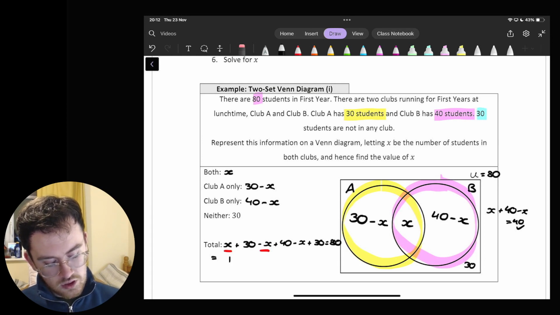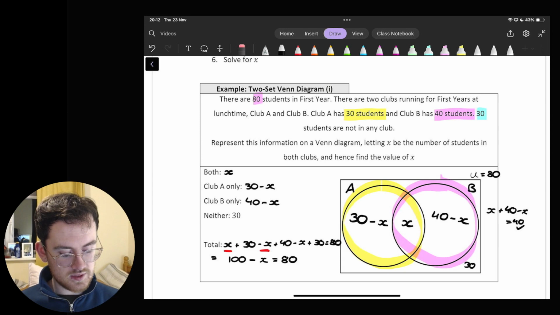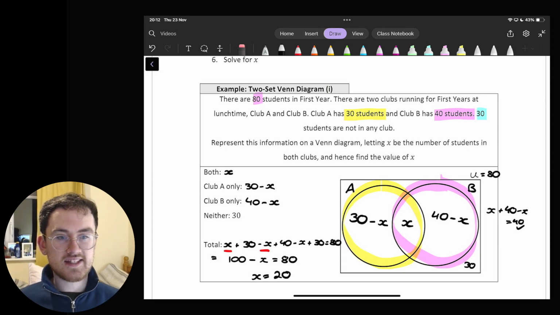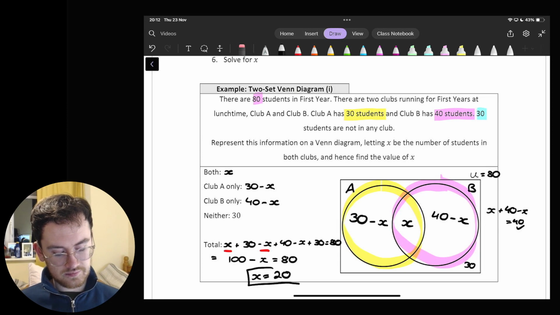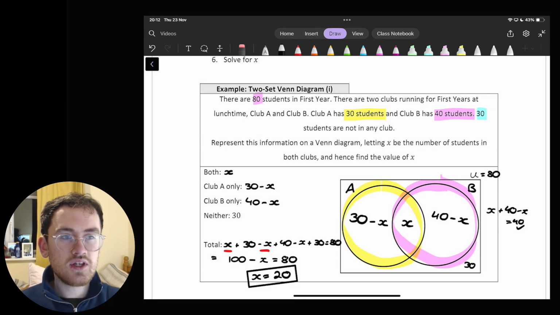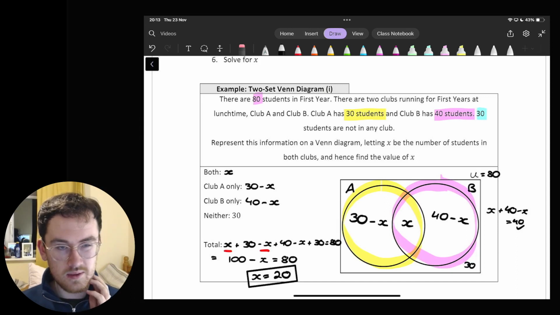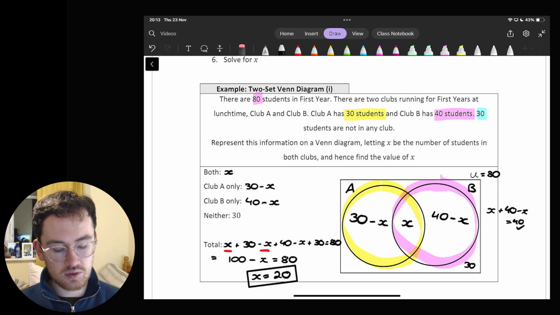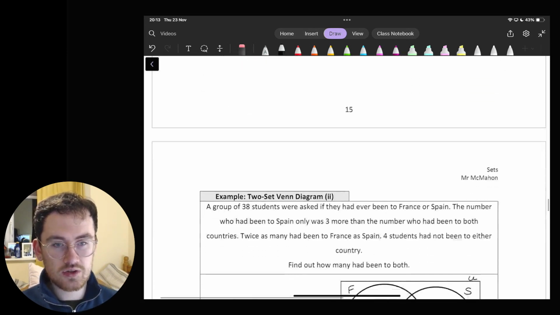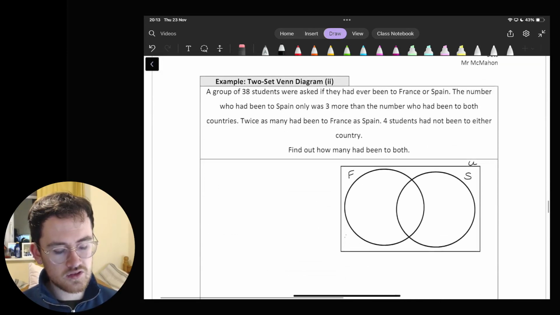So I have 100 minus x equals 80, and that means that x must be 20. Okay, so you may be able to work some of these out for yourself without having to do all of that additional work. So it's just a matter of figuring out what works for you.